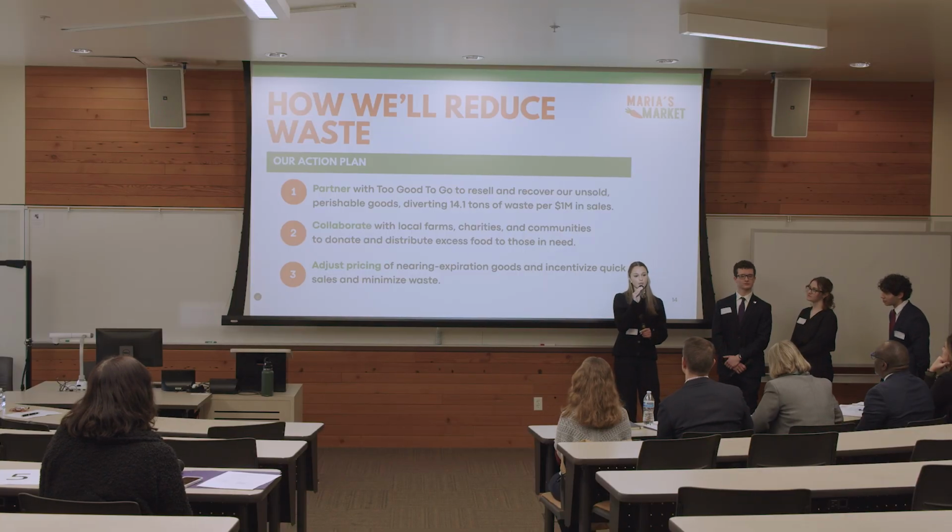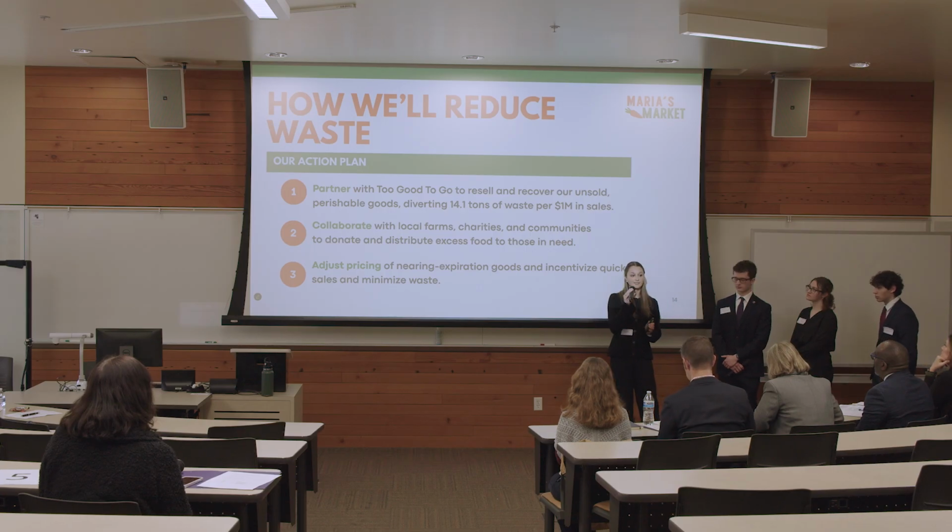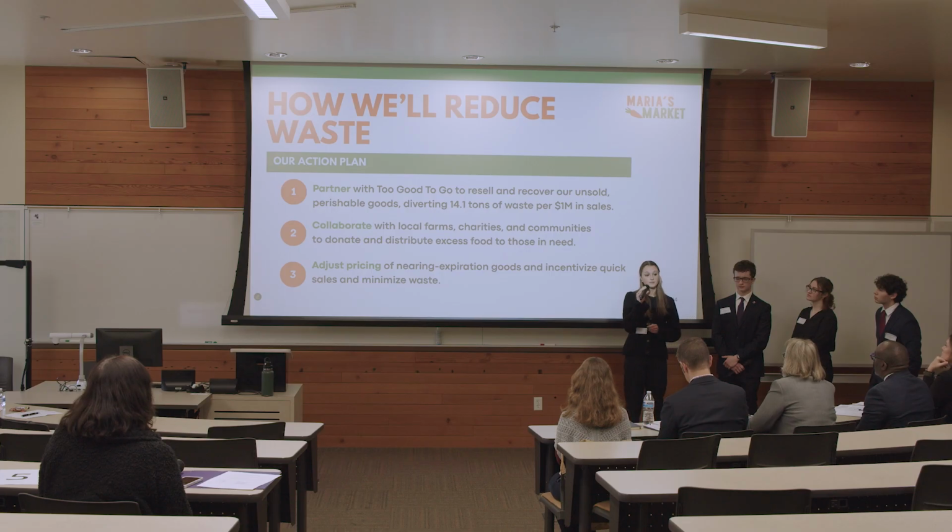Our first step is to partner with an app called Too Good To Go, which will save 14.1 tons of waste for every $1 million in sales. Our second step would be to collaborate with local farms, charities, and communities to further reduce waste. And our third step would be to adjust the pricing of items that are nearing their expiration date, which will further incentivize quick sales and minimize waste.